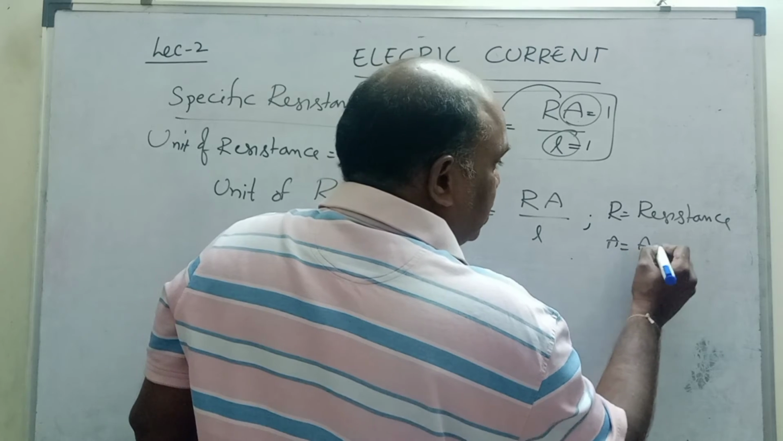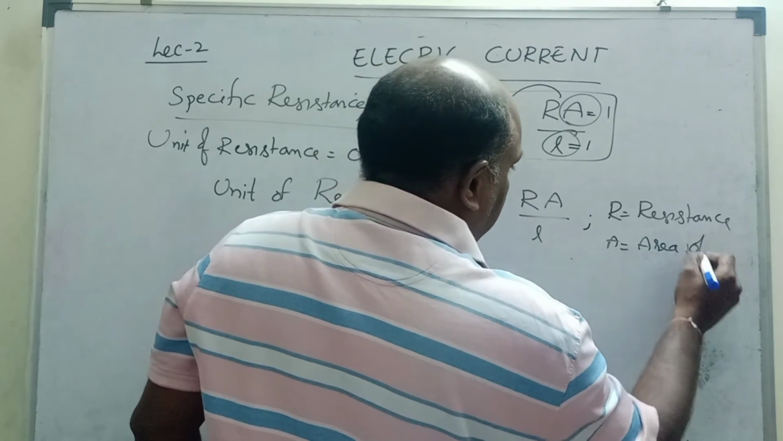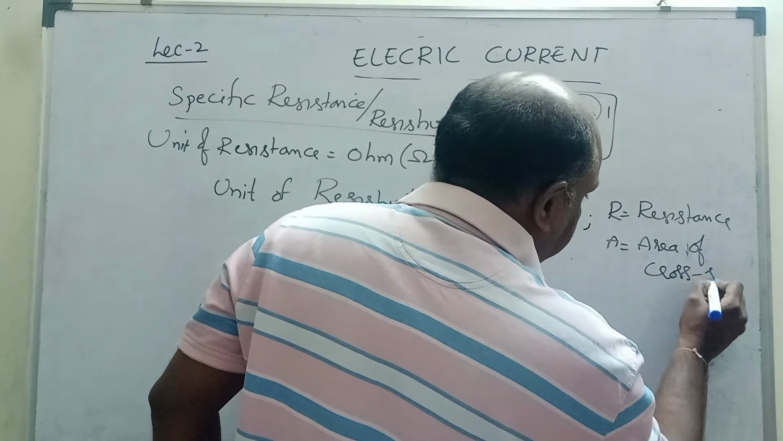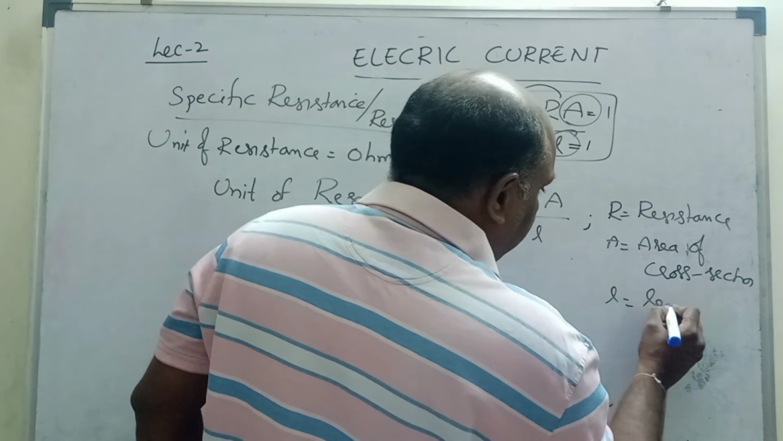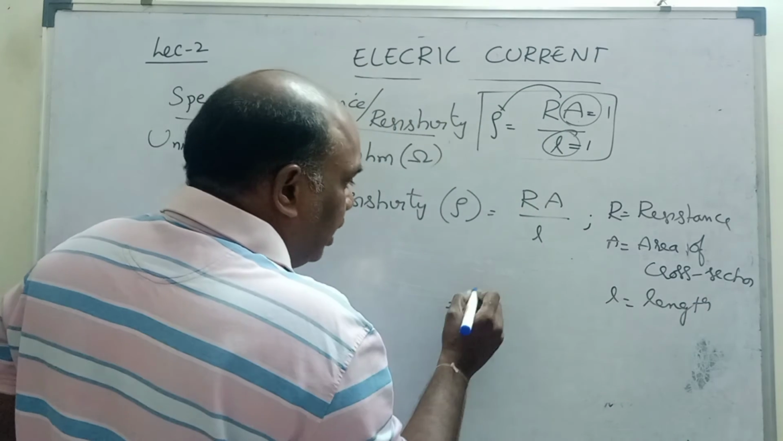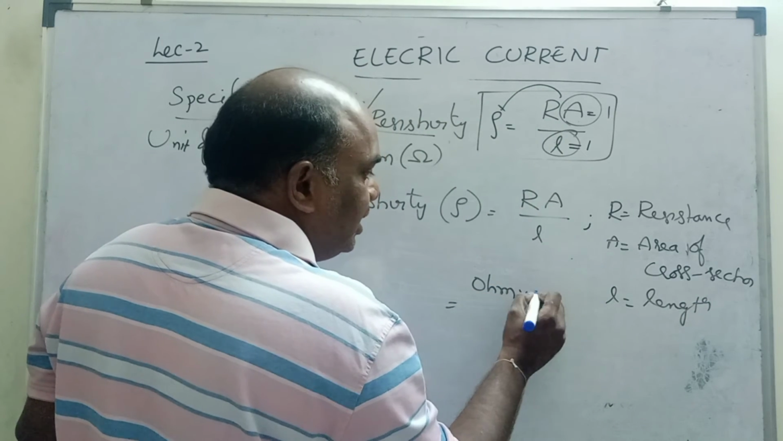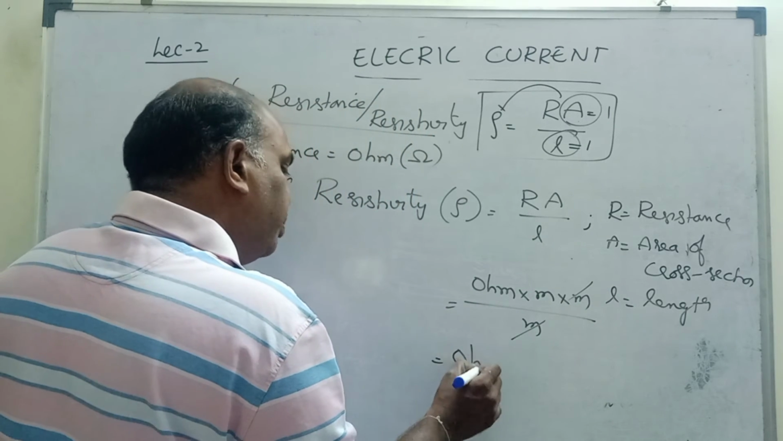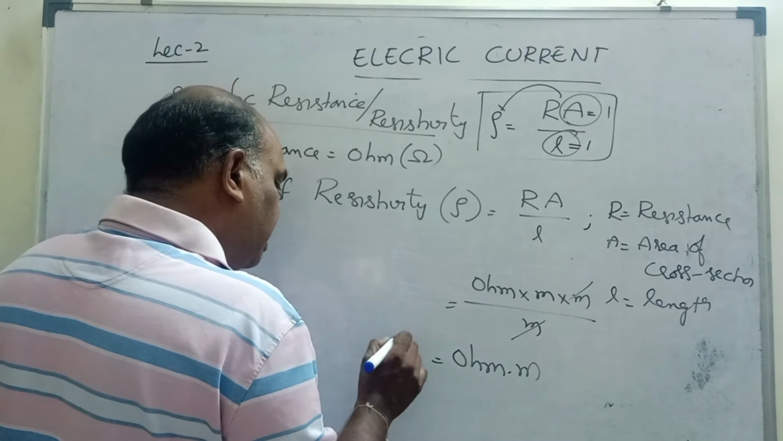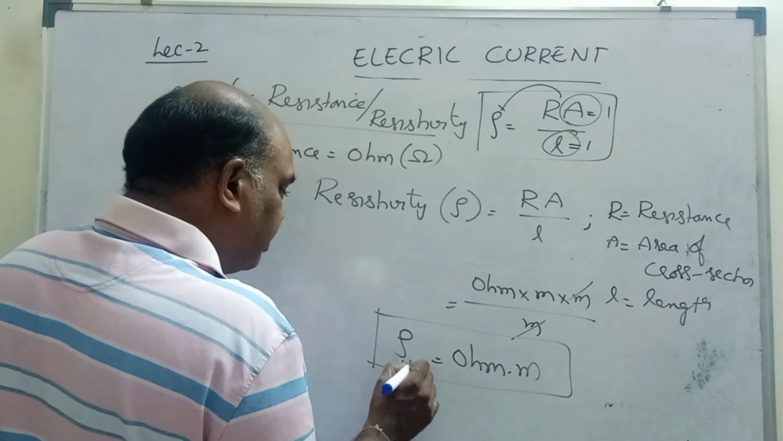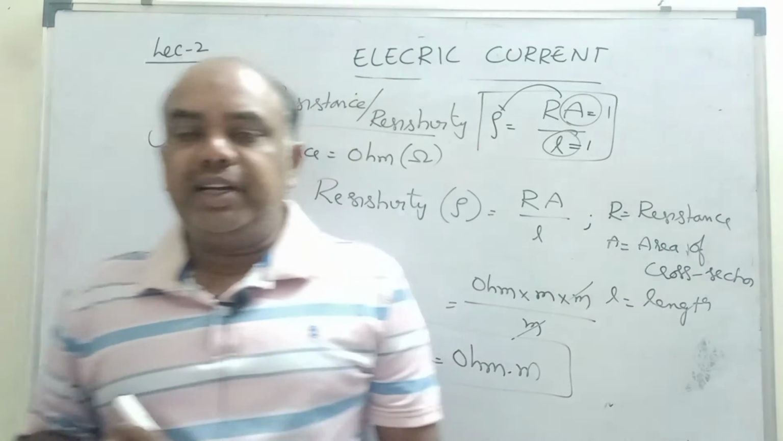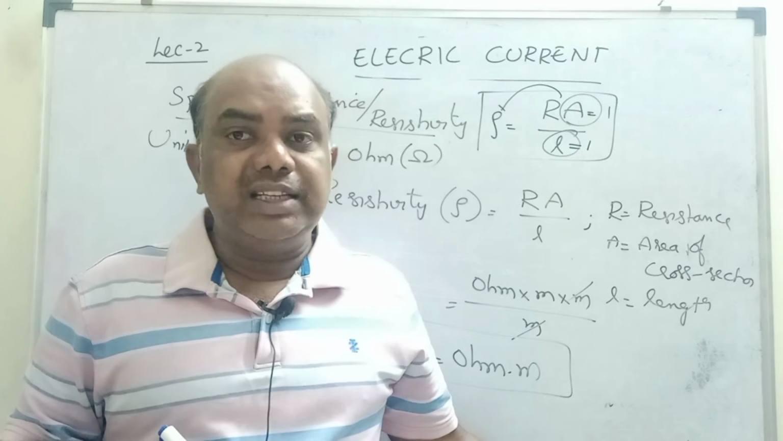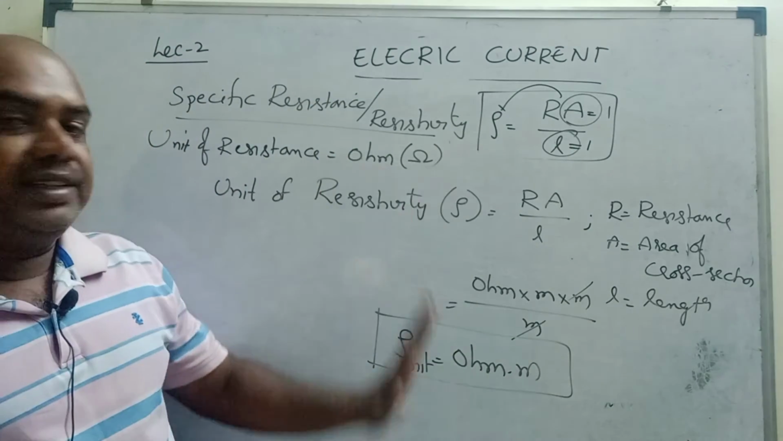A means area of cross section, thickness, the area of cross section of the conductor. L is equal to the length of the conductor. R unit ohm into area, length into breadth, meter into meter, by length unit meter, one meter cancels, ohm into meter. Ohm dot meter is the unit of resistivity. Unit of resistivity is ohm into meter, very important. Resistance unit ohm, specific resistance unit ohm into meter. Understand, children?